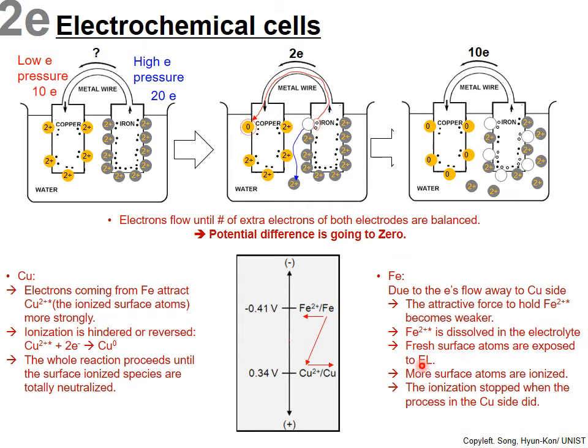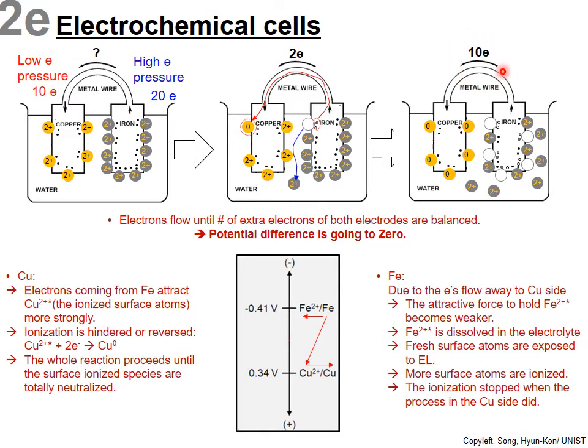Moreover, fresh surface atoms may be around here. Fresh surface atoms are exposed to the electrolyte, of course, because Fe2 plus is going away from the surface. Then more surface atoms are ionized. However, the ionization stopped when the process on the copper side did. So the transferred electrons would be just 10 electrons.